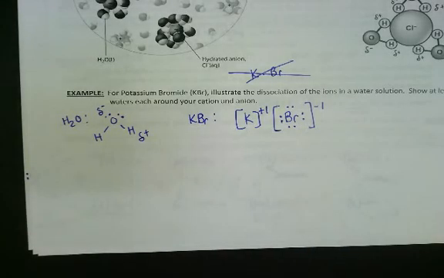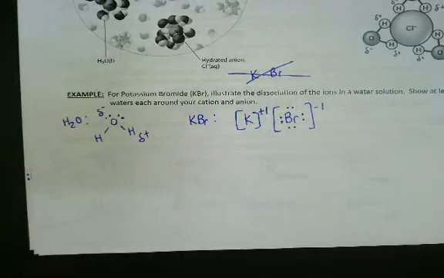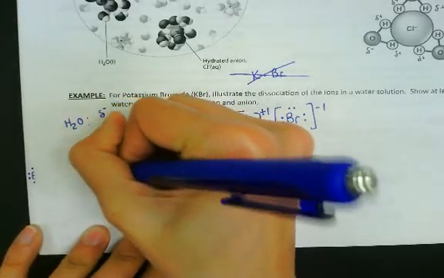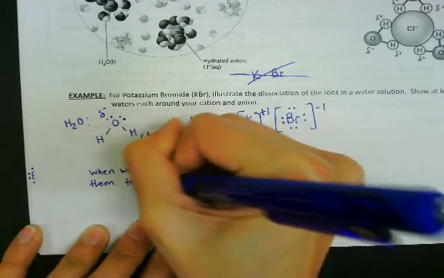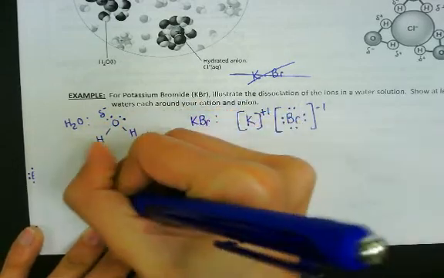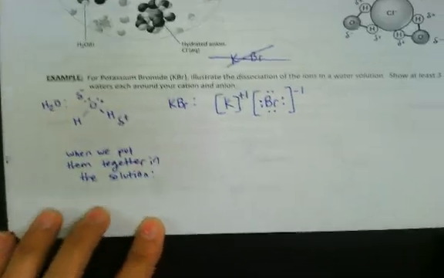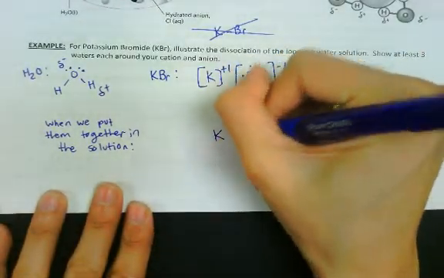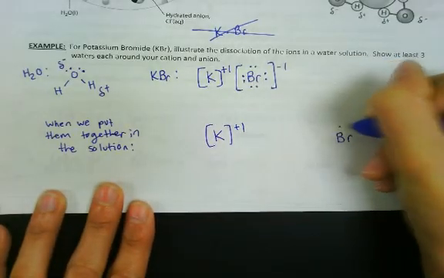So you'll remember back in our formula writing unit, when we made potassium bromide, right? There's one of each because you just need one of each to cancel each other out via the charge. So when we put these two things in solution together, we're going to end up separating out these ions. We're going to have our potassium ion, and then we're going to have our bromide ion.